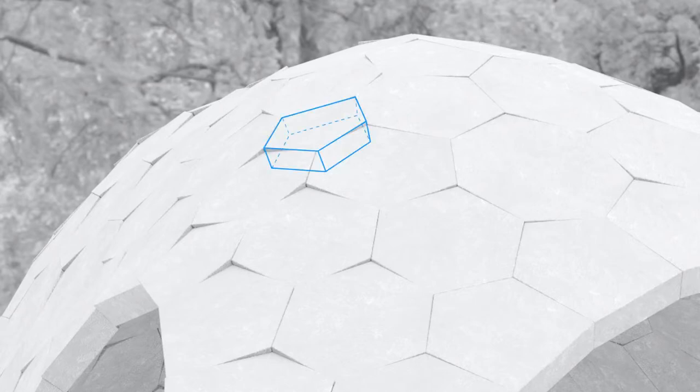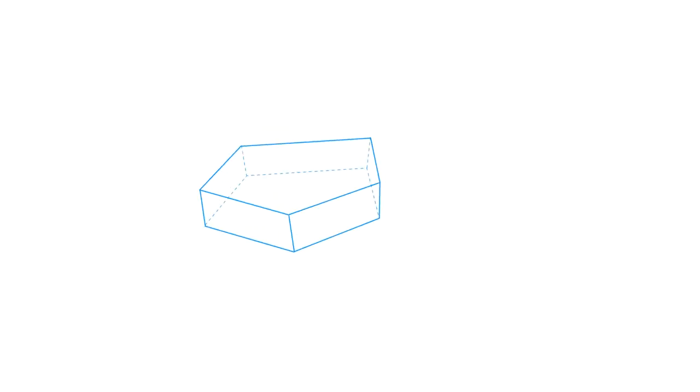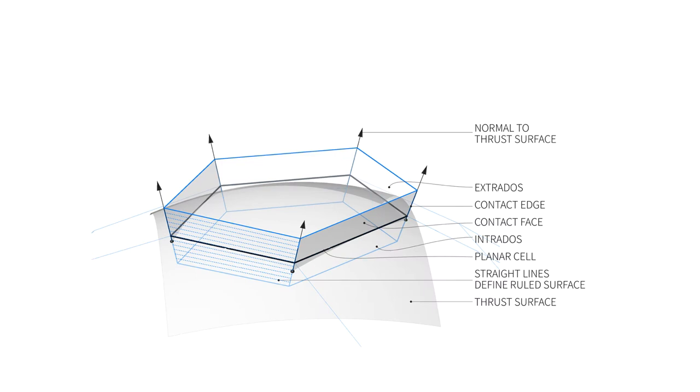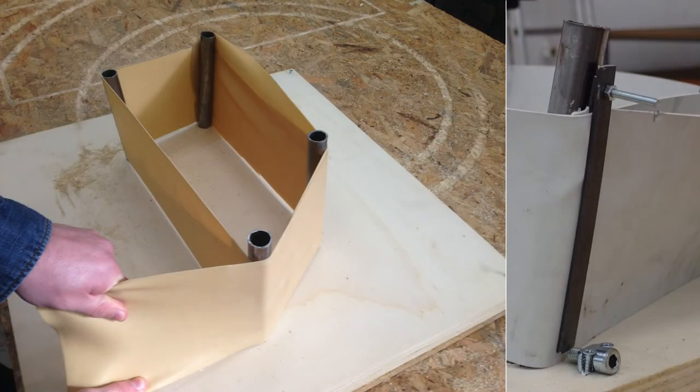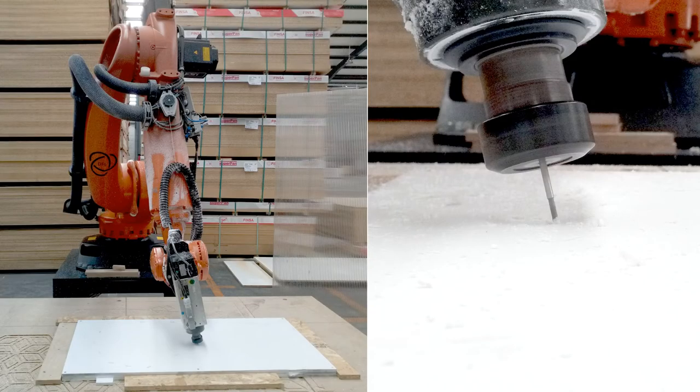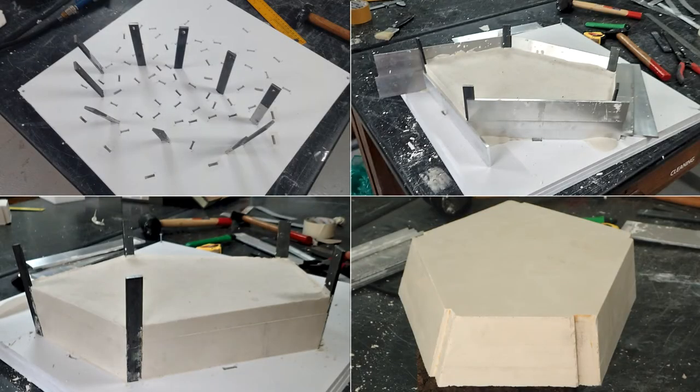If we see a vault and pick one of its blocks, we can see that there are special properties, such as these vectors which are the normals to the thrust surface. These vectors, if translated into these cylinders, we can use them to wrap, for example, a rubber band around them and create a void which becomes a mold. By carefully cutting a baseboard with a robot, for example, we are able to create these angled holes where we can put these metallic elements to configure a mold.